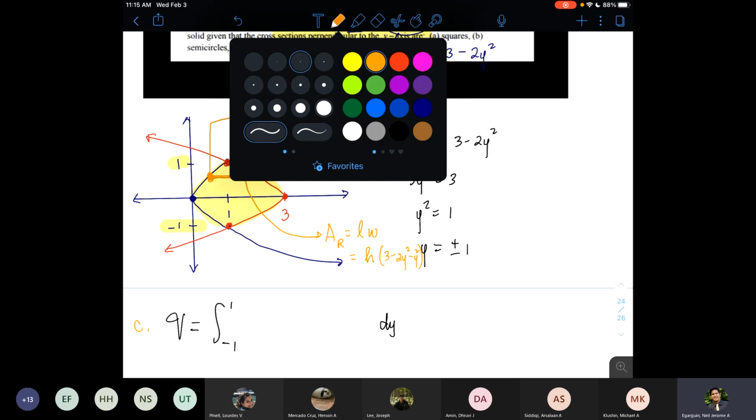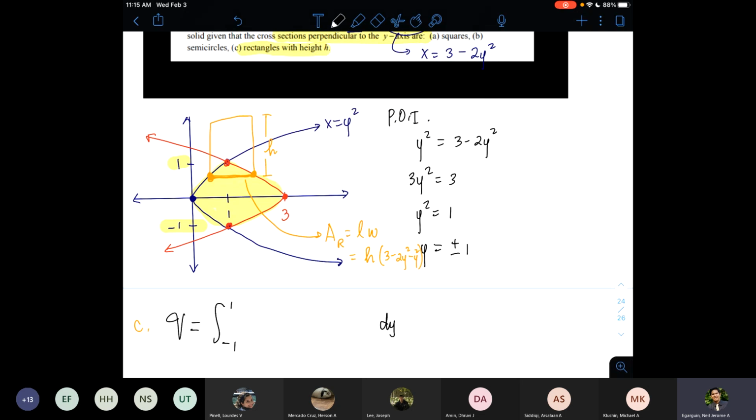So basically our integrand here would be the height times 3 minus 2y squared minus y squared. Or you could have simplified it as h times 3 minus 3y squared dy. Okay? I hope that's fine.